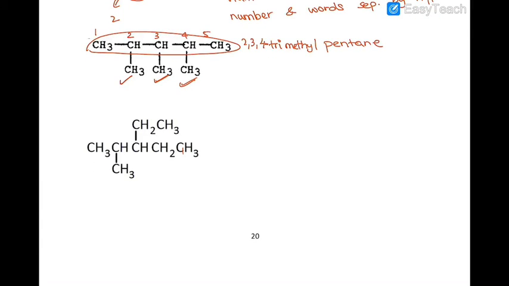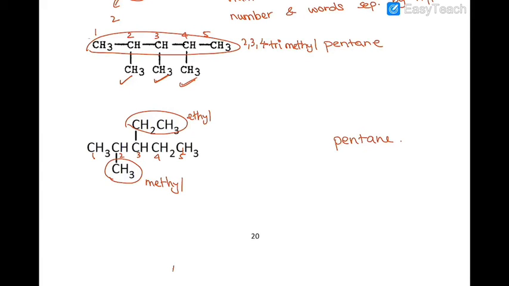Let's try one more together, and then you're going to continue on your own. So here again, 1, 2, 3, 4, 5. So it's again a pentane. Let's see the groups that we have. You have 1 methyl here. And here you have 1 ethyl.